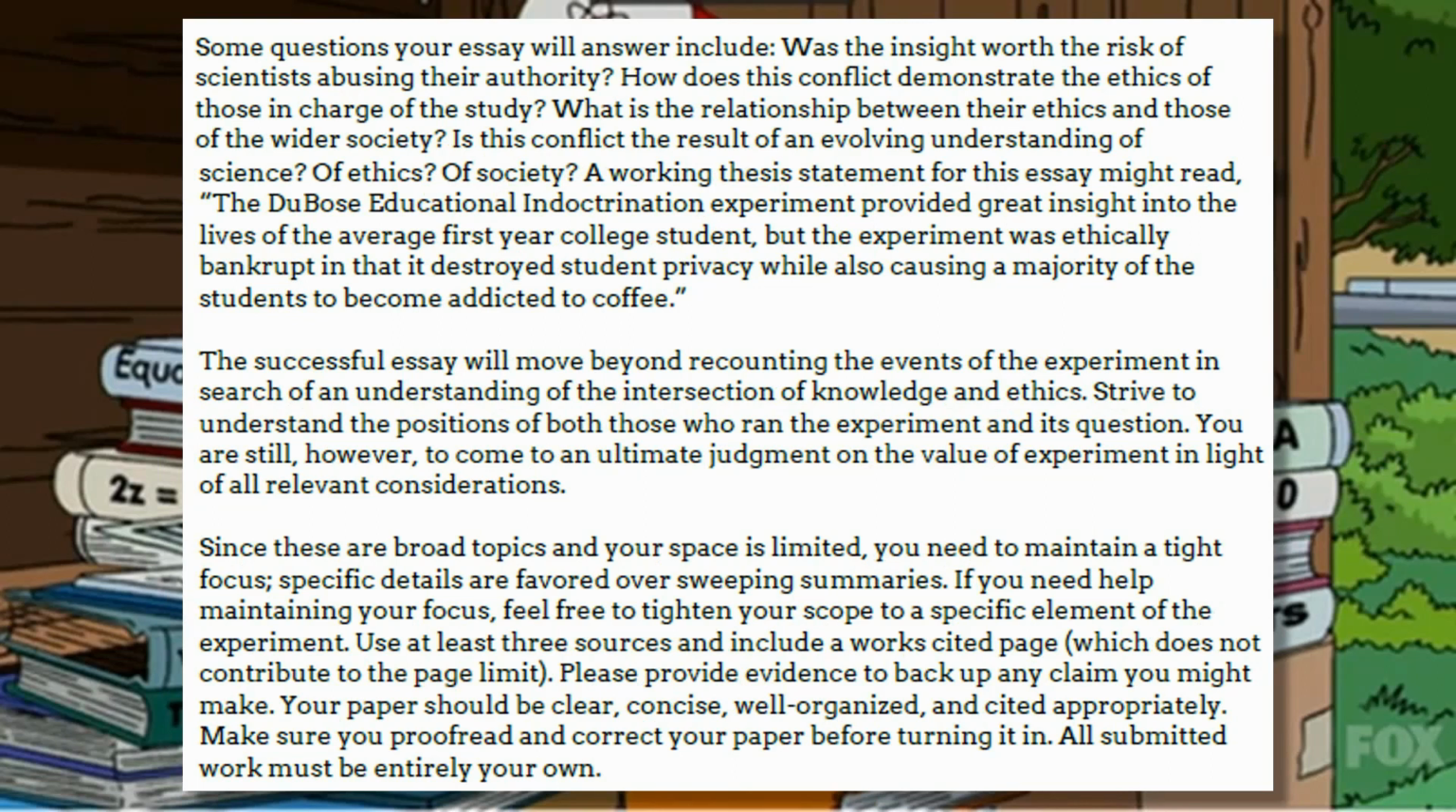I give an example of a possible working thesis. The successful essay will move beyond recounting the events of the experiment in search of an understanding of the intersection of knowledge and ethics. In other words, I don't want to just hear about the experiment. I want you to be making an argument about your specific experiment and what that teaches us about ethics.